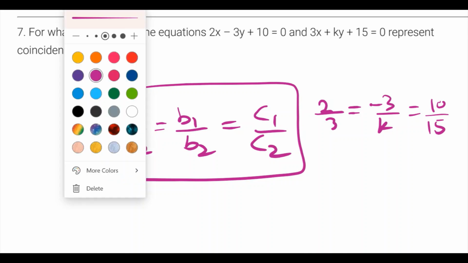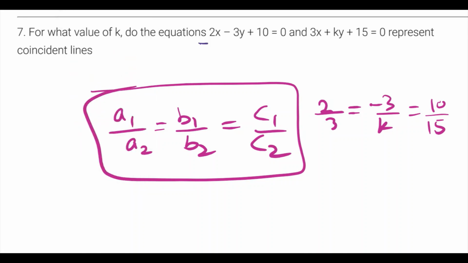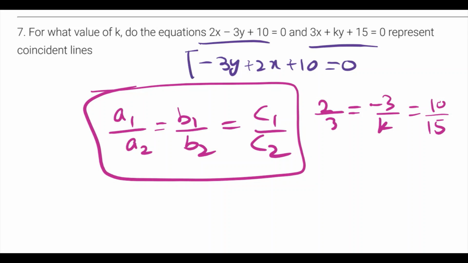So here you must be very careful. In the question, you may try to change these values. You may give this equation as -3y plus 2x plus 10 equals 0. You may give this equation in this form. So don't consider the ratios of -3 by 3 here. Take the coefficient of x, always x.